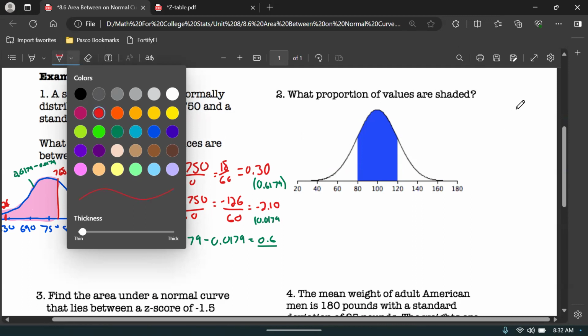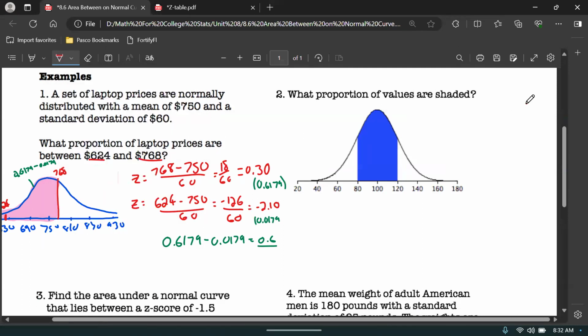Let's look at the next one. What proportion of values are shaded? This one goes from 80 to 120. I think this is based on the empirical rule, because it doesn't say that this is one standard deviation, but it's implied. If that's one standard deviation and this is negative one standard deviation, then this would be about 68%, right?